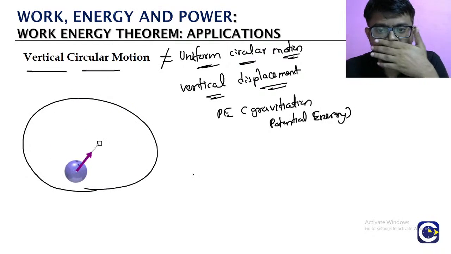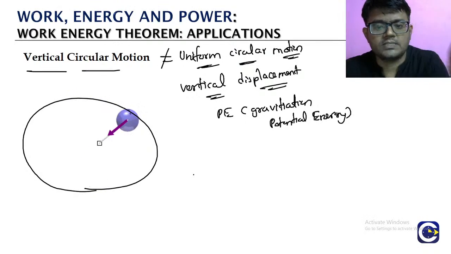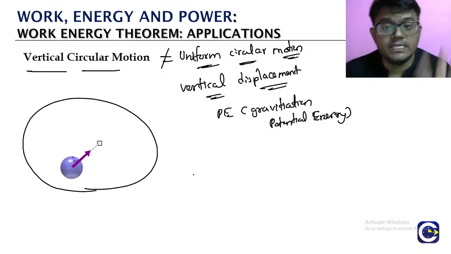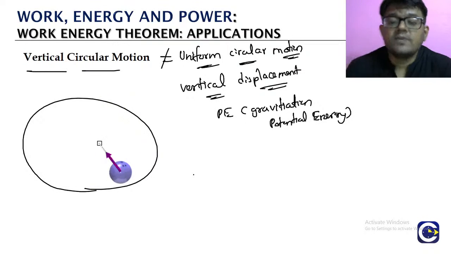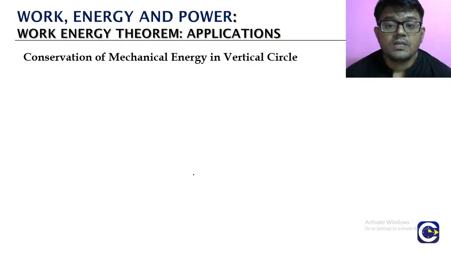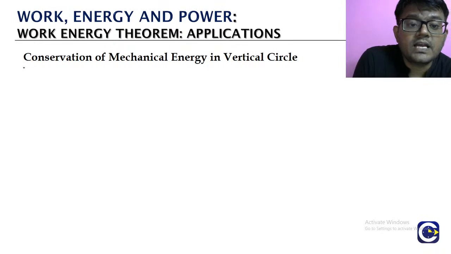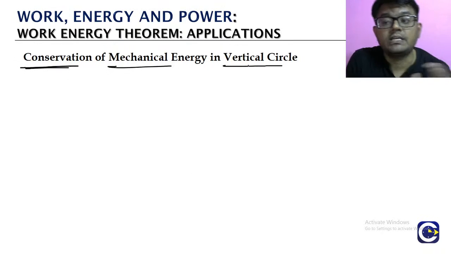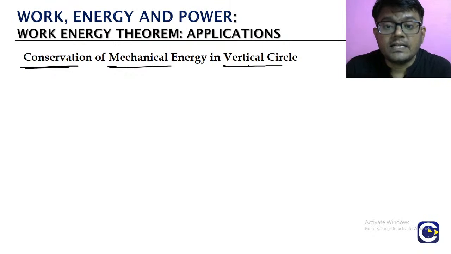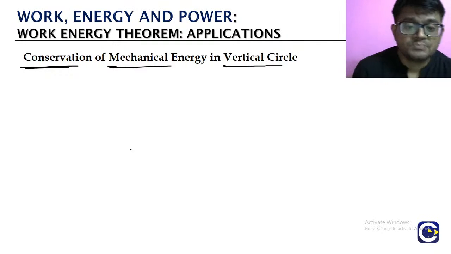This is the important one. And we'll see that the gravitational potential energy of the object in the circular motion changes, and the kinetic energy of the object in the circular motion also will be changing. But here, since we are in the work energy theorem discussion, let us see what happens with regard to the work energy theorem. As you can see in the heading itself, what are we saying? Conservation of mechanical energy in the vertical circle. Which means we are saying that the conservation of mechanical energy principle will be applicable here. How? We have to see. Let us look at it.